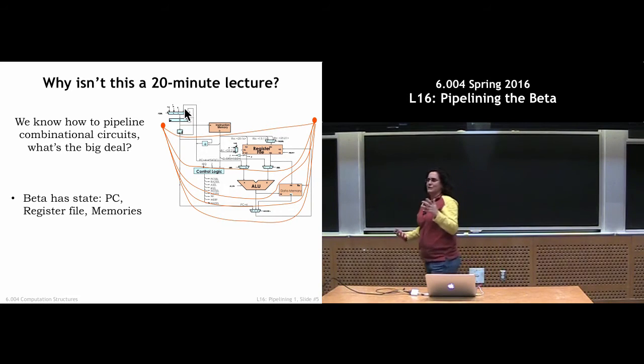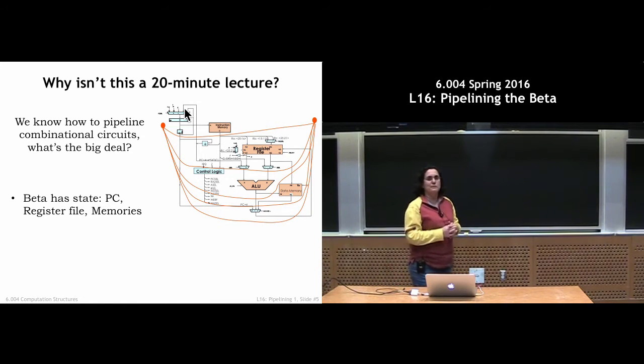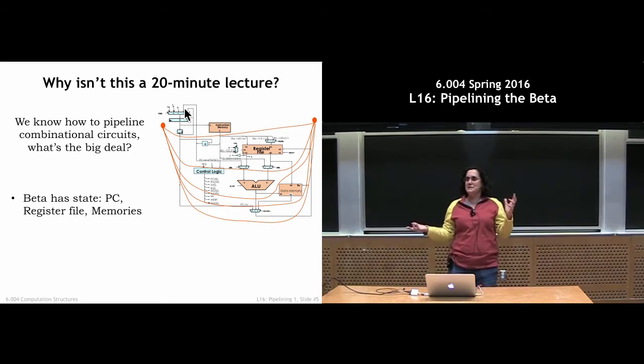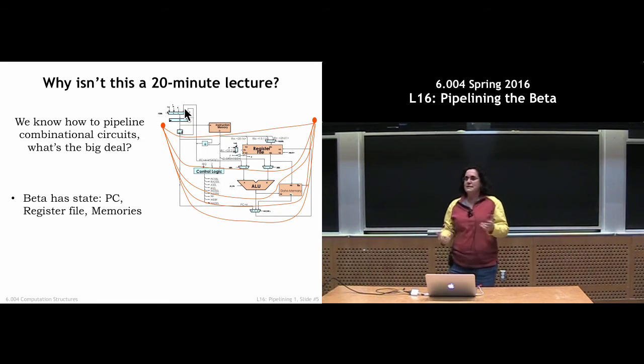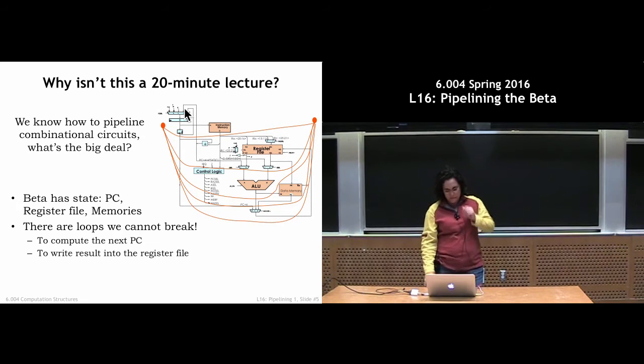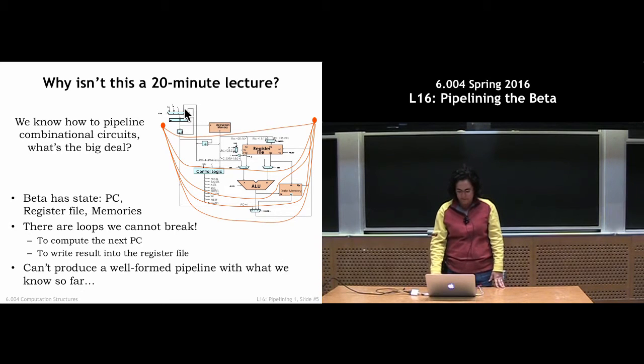And so that's something we don't know how to deal with. The way we've learned how to pipeline is you can only go in one direction. It doesn't make sense to go against the direction of the pipeline. So we have to deal with that as well. And so today we're going to go through the details of how I deal with these issues in order to actually create a well-formed pipelined beta that will execute my instructions correctly.